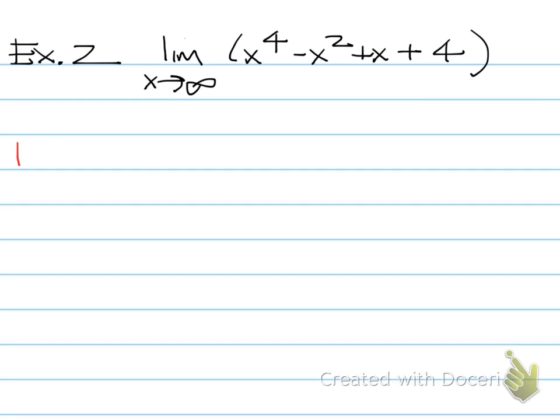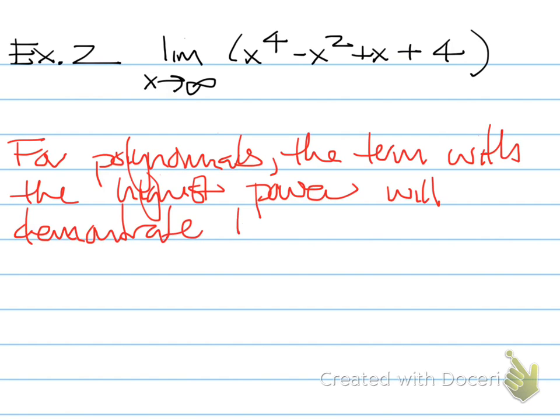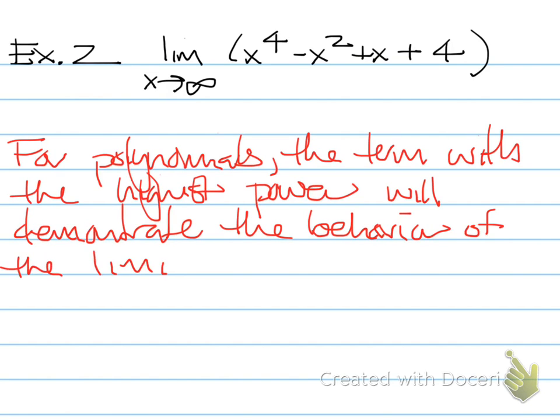Now we have the limit of a polynomial. For polynomials, the term with the highest power will always demonstrate the behavior of the limit. So all we really need to take a look at is the limit of x to the 4th power as x approaches infinity. And the limit as x approaches infinity of x to the 4th power is just going to be infinity.